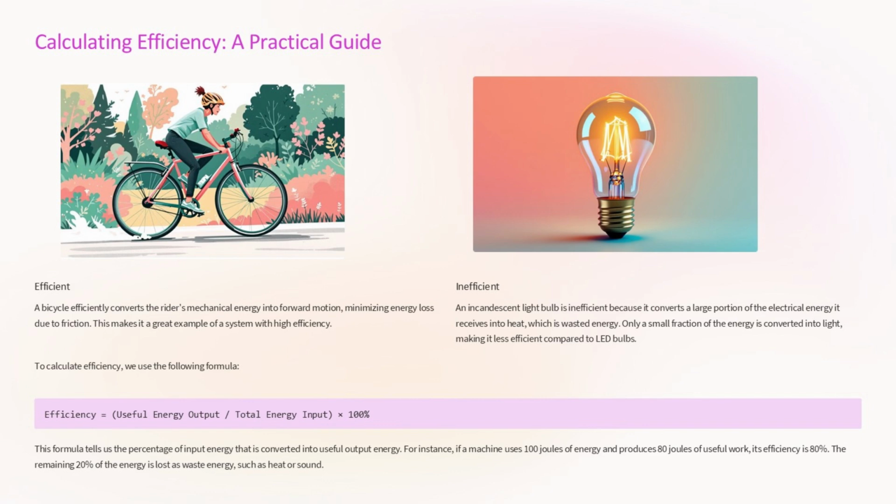Efficient systems like bicycles minimize energy losses and convert most of the input energy into forward motion. Inefficient systems like incandescent bulbs waste a lot of the input energy as heat, with only a small fraction converted into light. Understanding efficiency is important for designing and evaluating the performance of various technologies and systems.